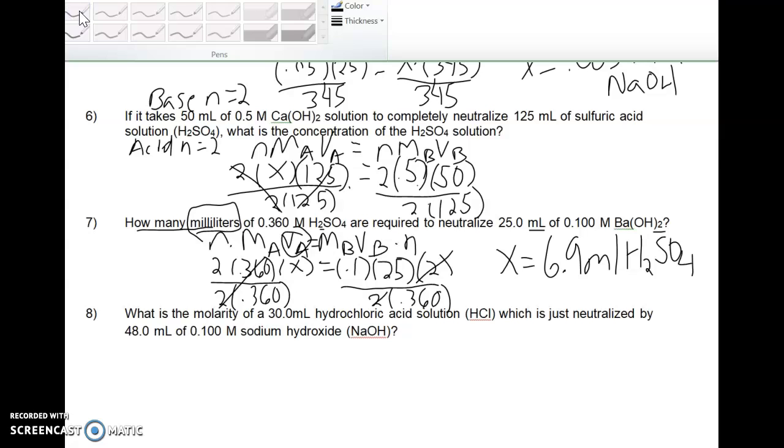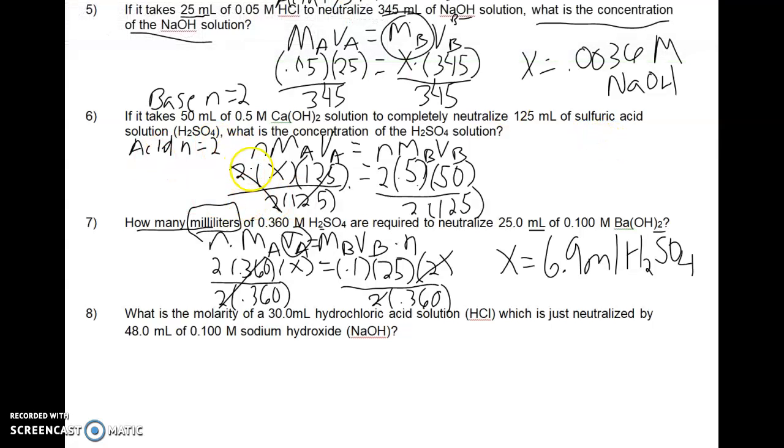So you should have gotten this setup where your moles of acid is 2 because sulfuric acid has 2 protons in it, times the concentration of acid, which is what you're looking for, so that's your x. The volume of the acid is 125 milliliters, equals the moles of your base. You have 2 hydroxides. Again, I know that because there's a little subscript 2 on the outside of the hydroxide, telling me I have 2 of them. So 2 for moles of base times the concentration of base, which they told you is 0.5 molar. I know that's a really bad decimal, but that's a decimal. 0.5 molar times 50 milliliters.